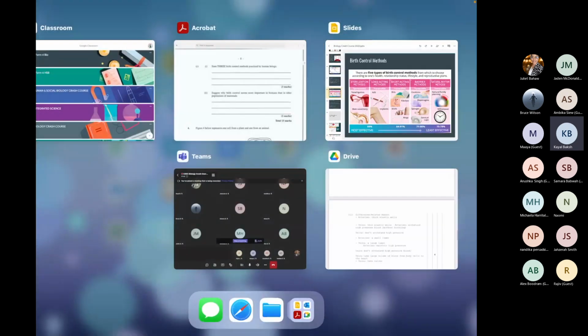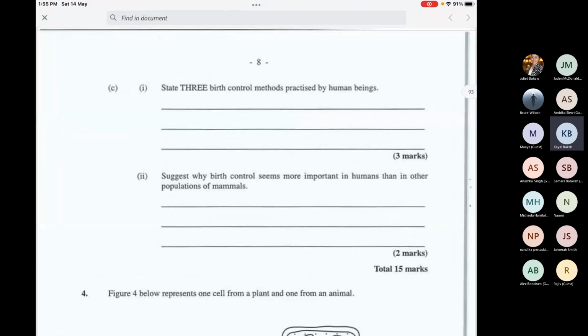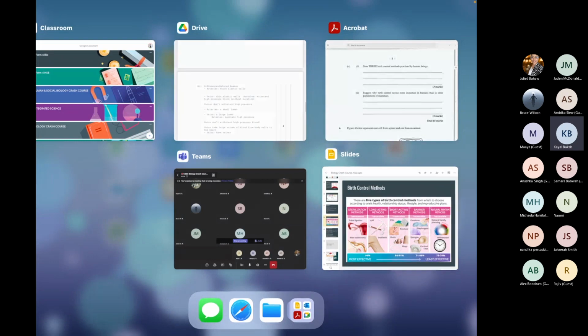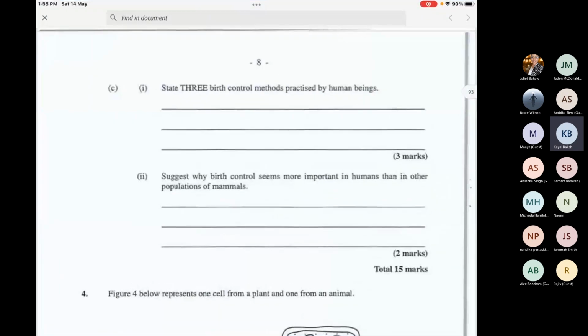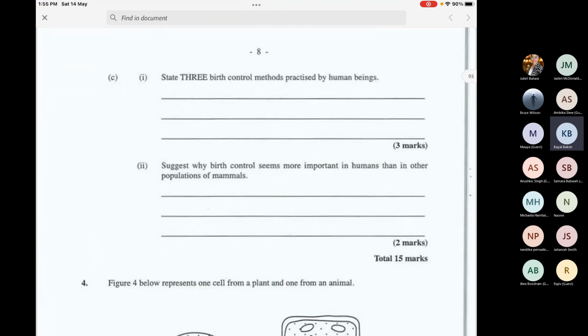Last one, by the way, a third birth control method for males, you could also say withdrawal. Withdrawal means removal of the penis before ejaculation. So that is, well, only males could do that one. For females, you have a number of methods you could talk about.